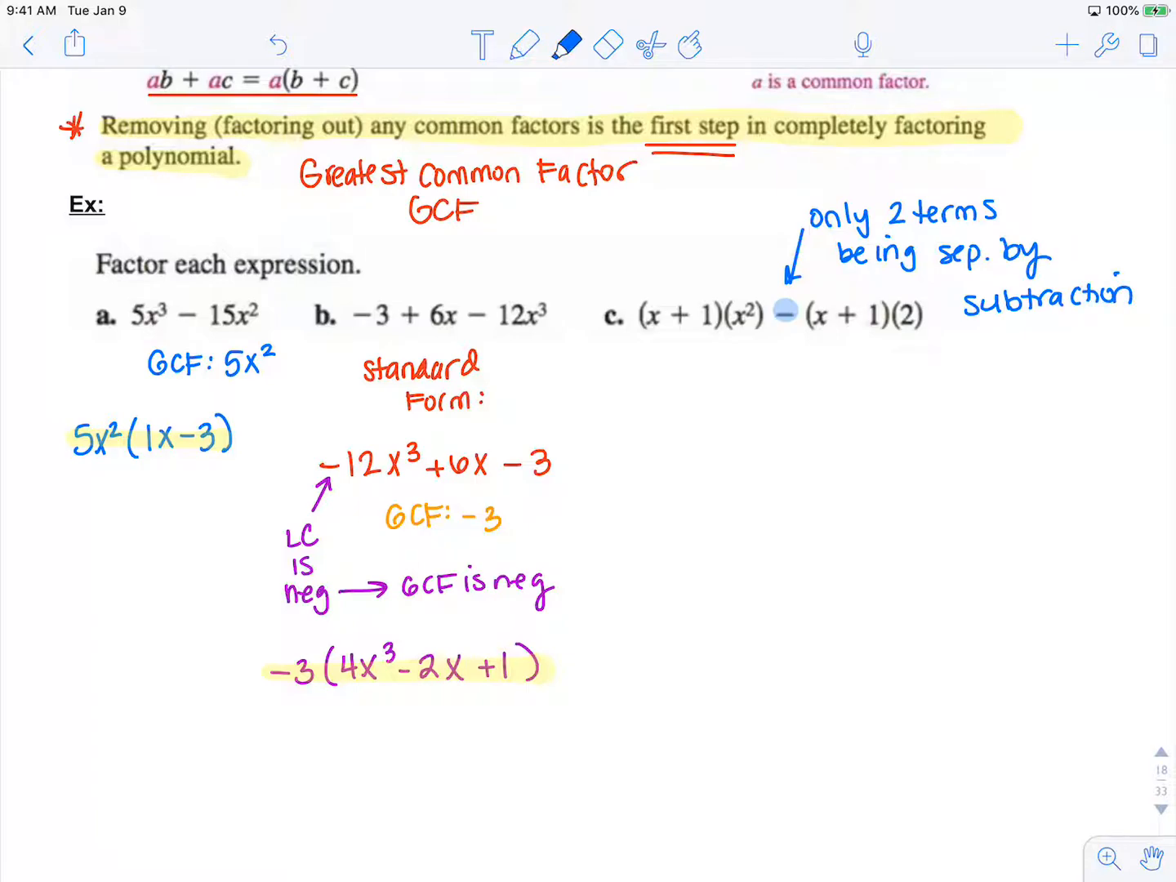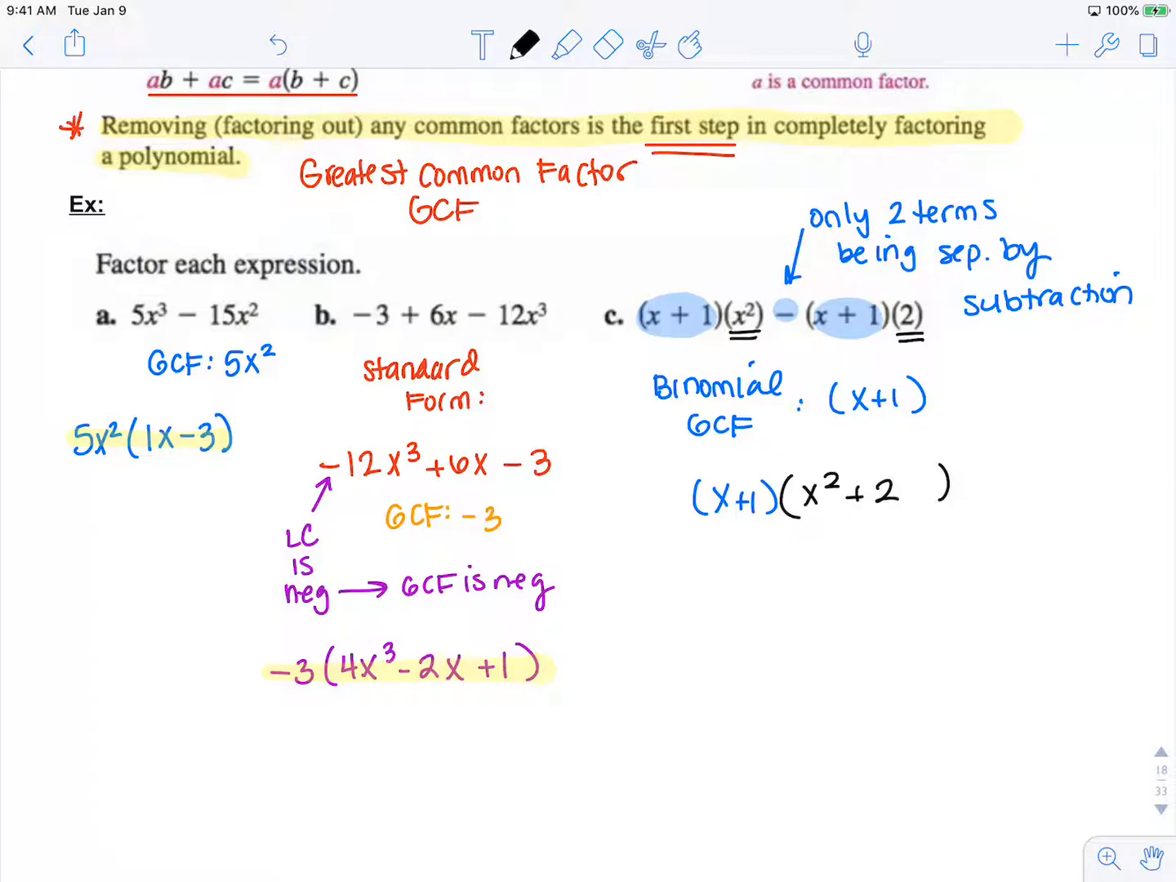If I look at these two terms, I see that they both have x plus 1, a binomial, in common. So we have a binomial GCF of x plus 1. If I factor out that binomial, what is going to be left over are the two terms that are written there, x squared plus 2. So sometimes you have a binomial GCF.